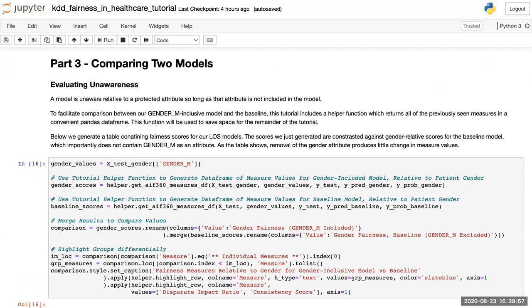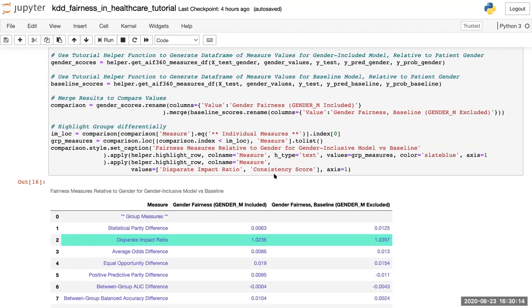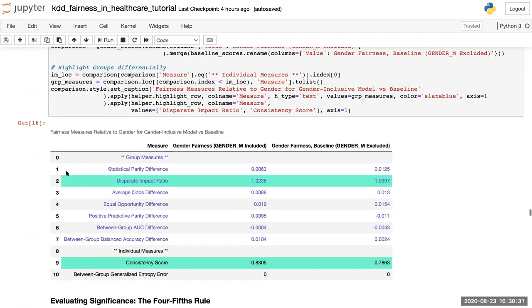So putting this all together, let's compare these measures as a group and then compare them to our baseline. As I mentioned, this tutorial includes a helper function that returns a data frame containing results for all of the measures we just discussed, or the highlights of the measures that we just discussed. So here we load a data frame of the results for the gender inclusive model and another for the baseline model without gender, and merge them together to create this table at the bottom of your screen.